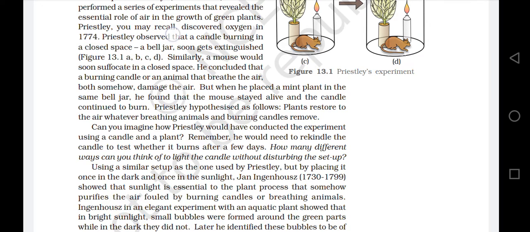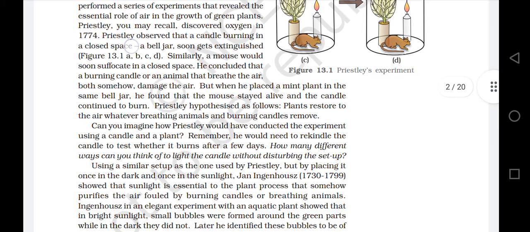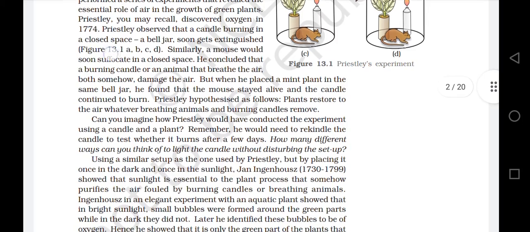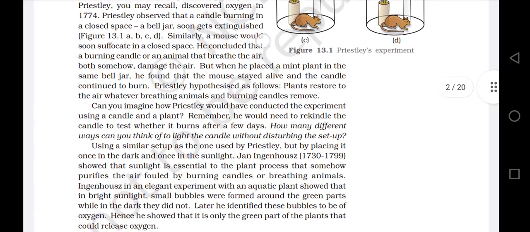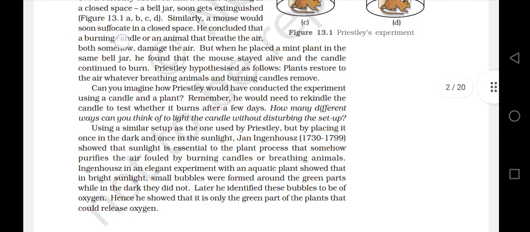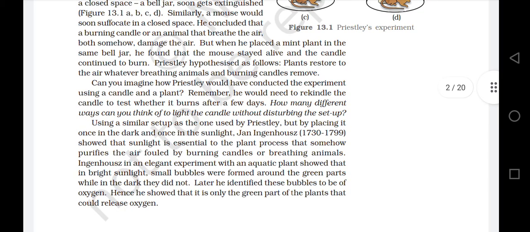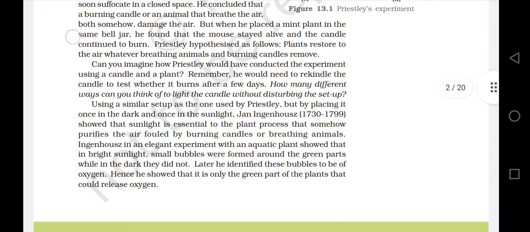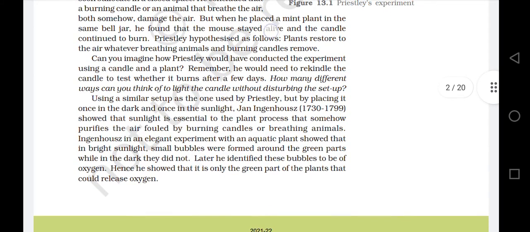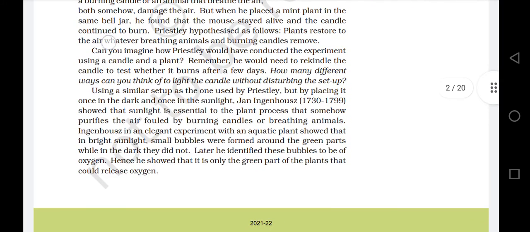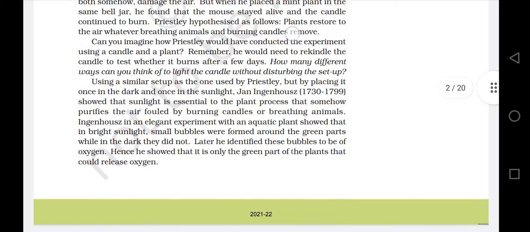Priestley observed that a candle burning in a closed space, a bell jar, soon gets extinguished. Figure 13.1 A, B, C, and D. Similarly, a mouse would soon suffocate in a closed space. He concluded that a burning candle or an animal that breathed the air both somehow damaged the air. But when he placed a mint plant in the bell jar, he found that the mouse stayed alive and the candle continued to burn. Priestley hypothesized as follows: plants restore to the air whatever breathing animals and burning candles remove.